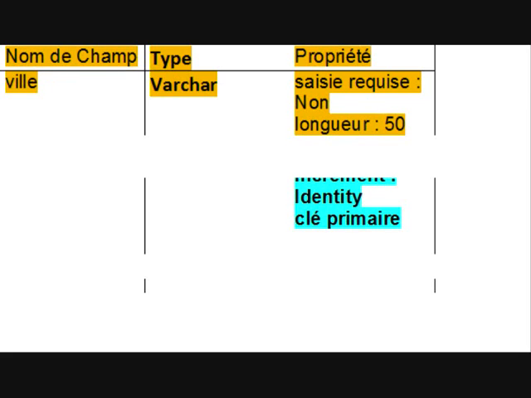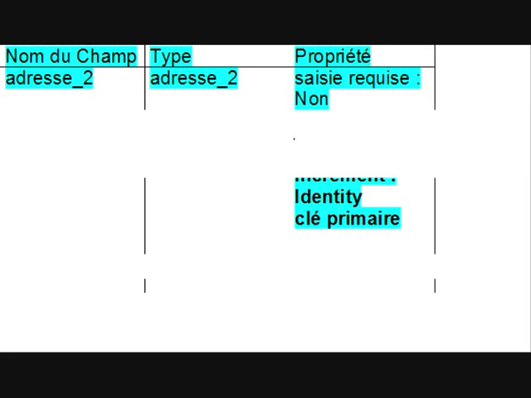So it will be the same for the city, varchar. It means it's a text, and it's required, that is the input mask will not be required because it's already done for the user. It's governed by primary key.